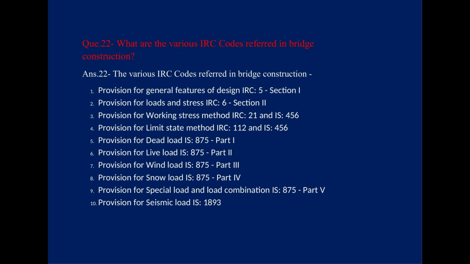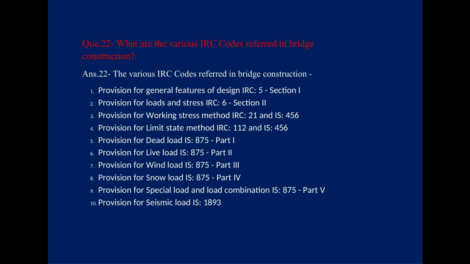Question: what are the various IRC codes referred in bridge construction? Answer: 1. Provision for general features of design, IRC 5 section 8. 2. Provision for loads and stress, IRC 6 section 2. 3. Provision for working stress method, IRC 21 and IS 456. 4. Provision for limit state method, IRC 112 and IS 456.